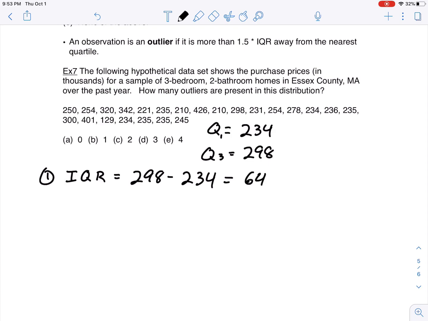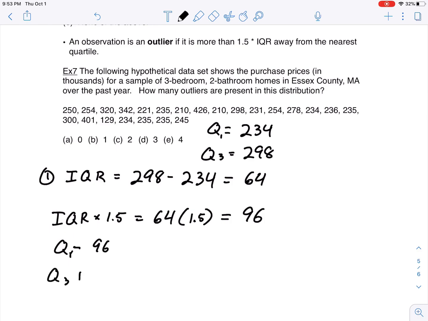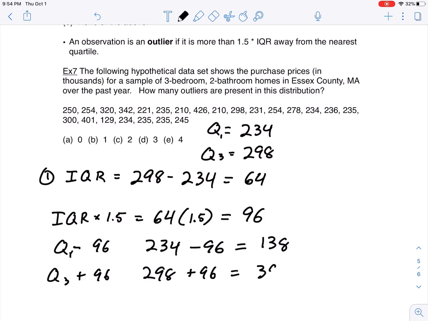Now, when we're trying to find outliers, we need to find the IQR times 1.5. So 64 times 1.5 equals 96. What do we do with that to find our outliers? Here's what I like to do: Q1 minus the 96, and Q3 plus the 96. Q1 was 234, and we subtract 96 from that. Q3 was 298, and we add 96 to that. And so we get what I like to call our safety zone, which is in between 138 and 394.